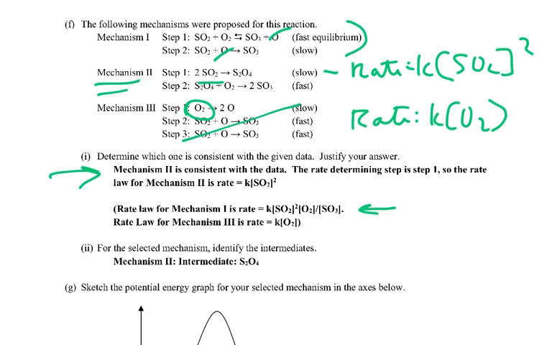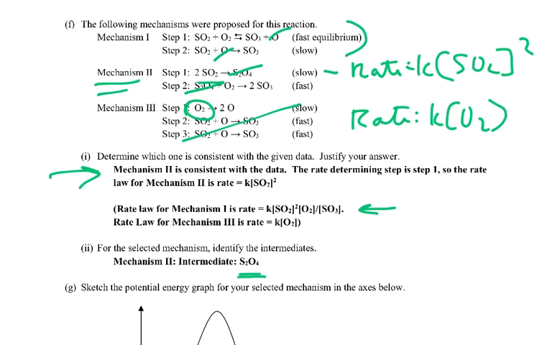For the mechanism, identify the intermediates, for the selected mechanism. So we're saying number 2. So what's going to happen, S2O4, that is going to be gone. So that is our intermediate, S2O4, because it's formed in one step and used up in a later step.